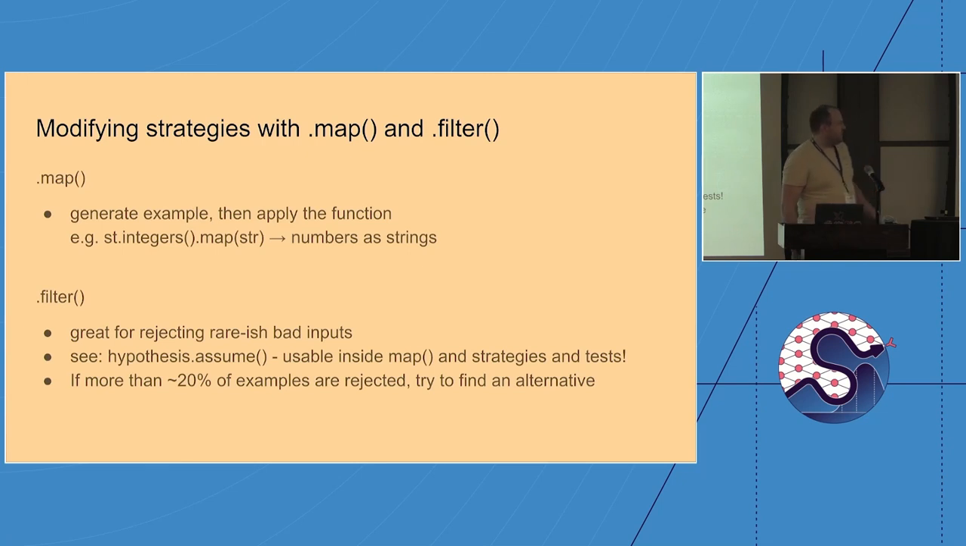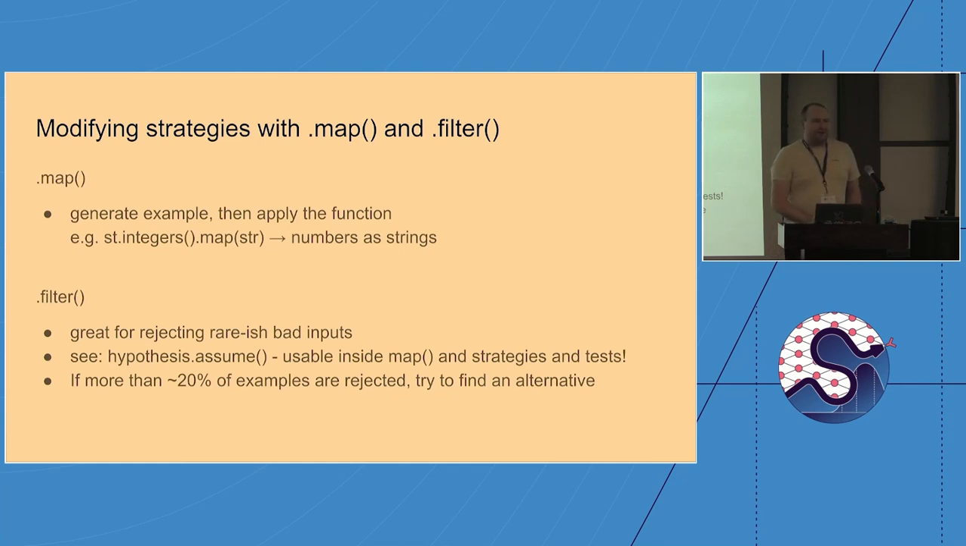If you want, for example, integers.map(str), this will give you a piece of text, like a string object, which consists of digits, maybe with a minus sign in front. If you didn't want the minus sign, you can pass min_value equals zero to your integer strategy.